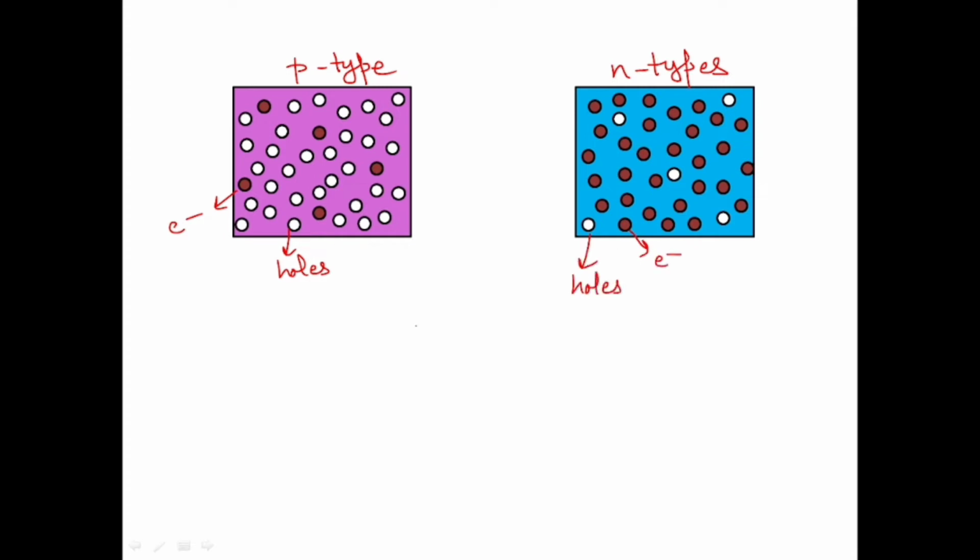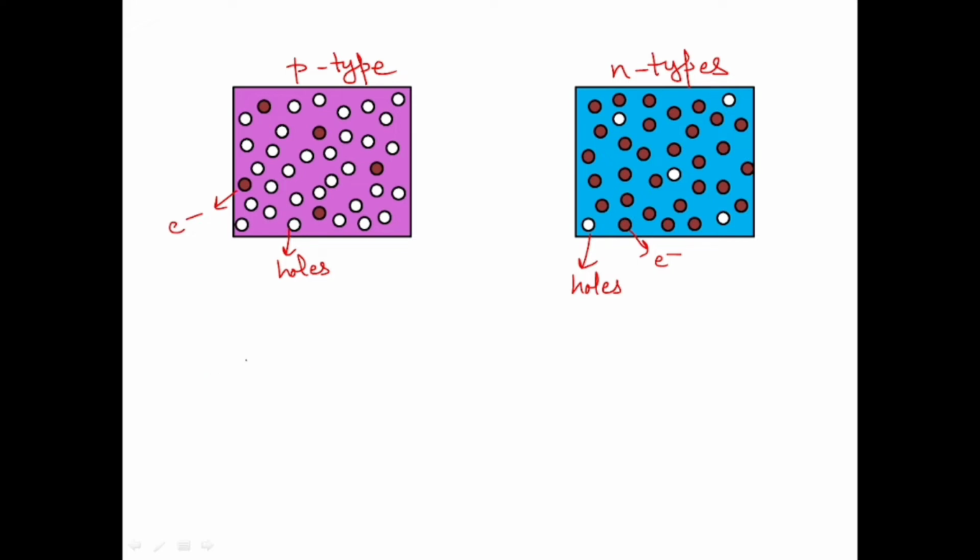Holes are nothing but considered as a carrier which is devoid of electron. These are nothing but a positive counterpart of electron which has the same charge magnitude as electron. Now what we have to do, we have to combine these two to form a diode.